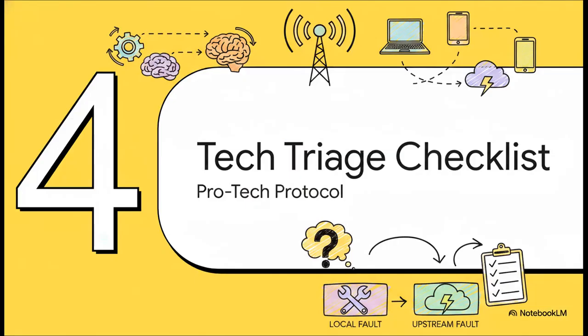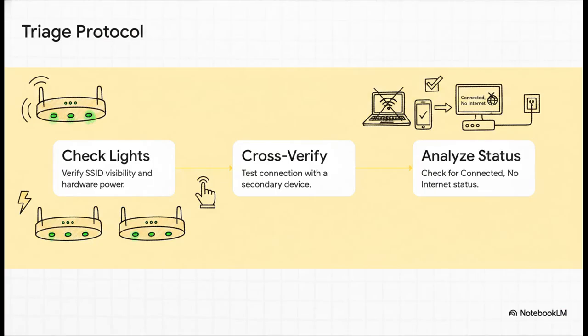Finally, let's jump into Section 4, the Tech Triage Checklist, Pro-Tech Field Protocol. Step 1. Use your eyes. Check the physical AP hardware lights and the SSID visibility. Literally look up at the ceiling. If the lights are dark, you likely have a power or hardware failure on your hands. Next, cross-verify. If your phone connects perfectly fine, but a user's laptop doesn't, boom, you've just isolated the fault down to the client device. Finally, analyze that connection string. You need to determine if you should troubleshoot the local link or pivot entirely and check the upstream gateway.